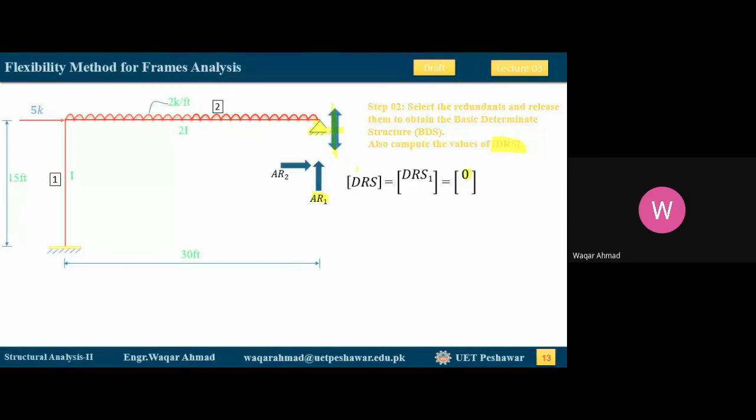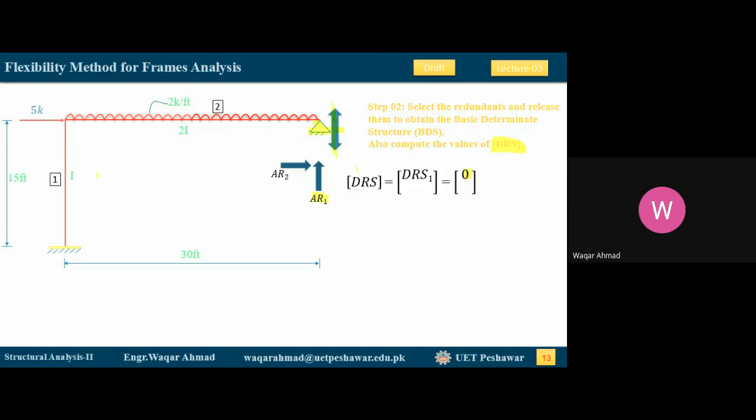Now remember, if there was a support settlement, which we'll be discussing in problem number 2, we will be taking that, and we will discuss that in detail there. But if there is any settlement in this support downward, it means your AR1 is acting upward, and the support is settling downward. It means you have to write negative with the settlement. And if it is settling in the direction of your chosen redundant action, then you will write it with the positive sign.